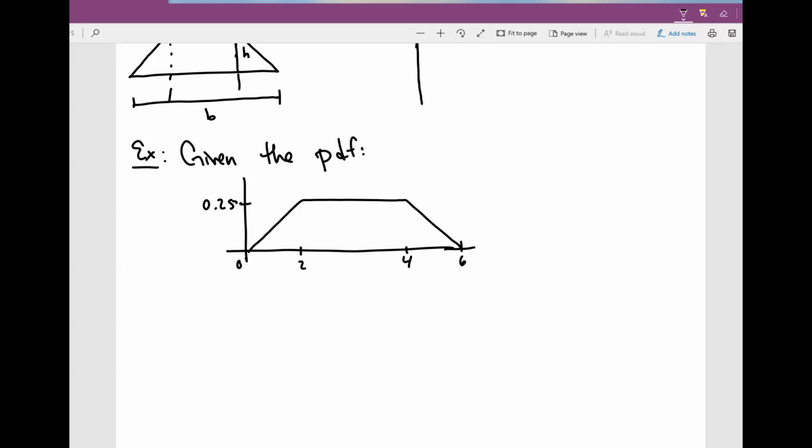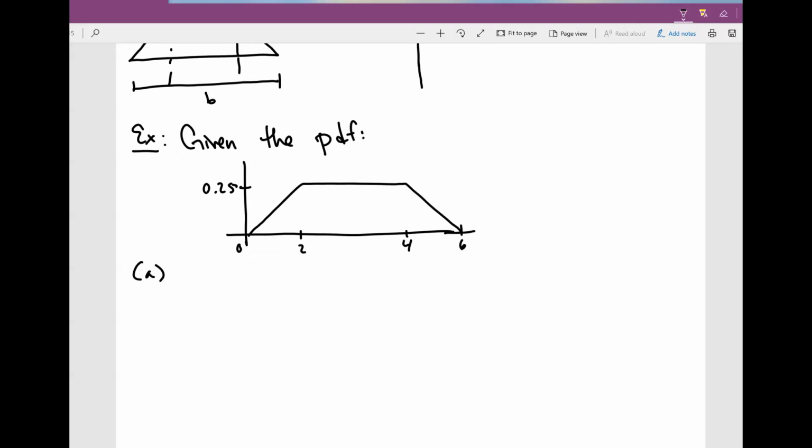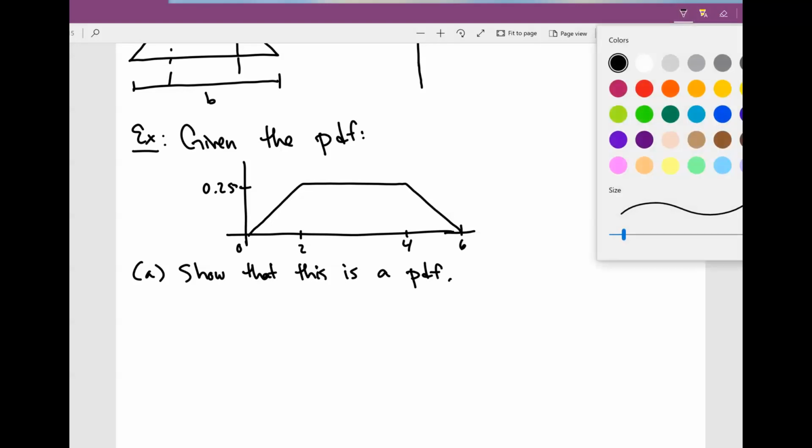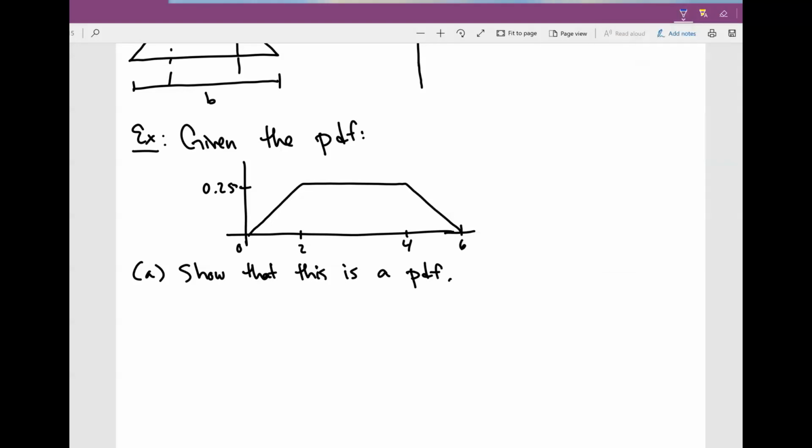What we want to figure out, the first thing, is to show that this is a PDF. Okay, so that's what we want to show. The first thing that we really want to be able to do is figure out that the PDF of this is just going to be the area bound under this particular curve. So we need to figure out what all of this area is.